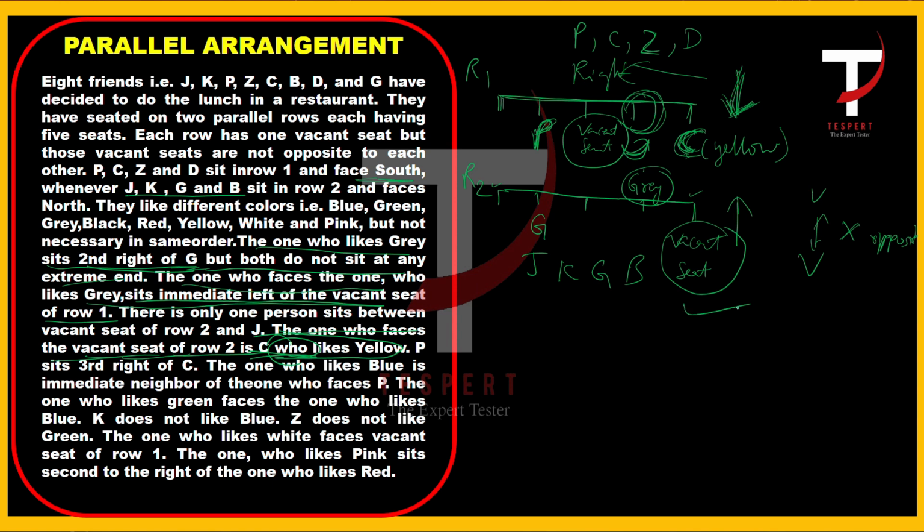And if J is here, then there will be one person here, because if I place J here, then there will be more than one person sitting between these two. So J must be here, so that there will be only one in between the vacant seat of row 2 and J. And the one who likes blue is immediate neighbor of the one who faces P, right? Okay, let me erase this first.